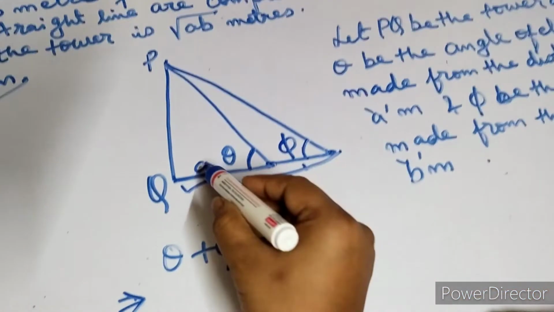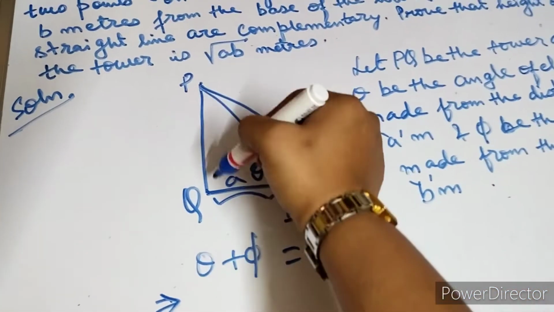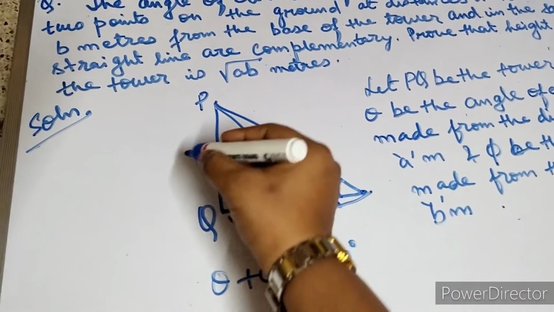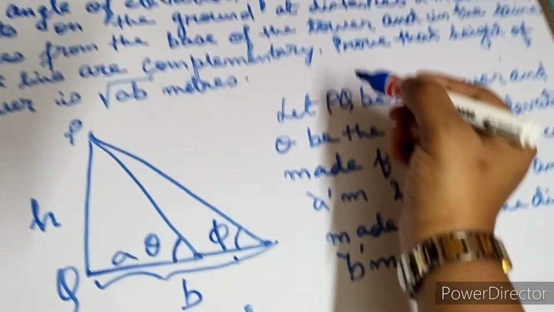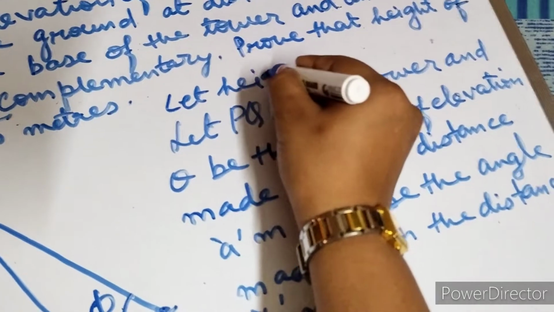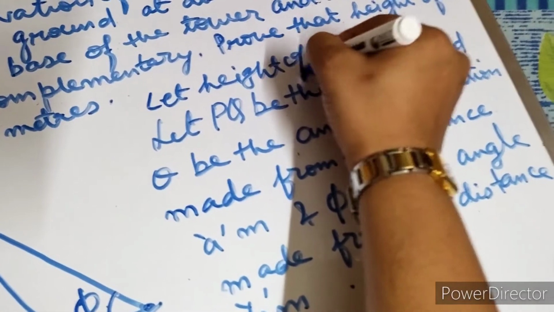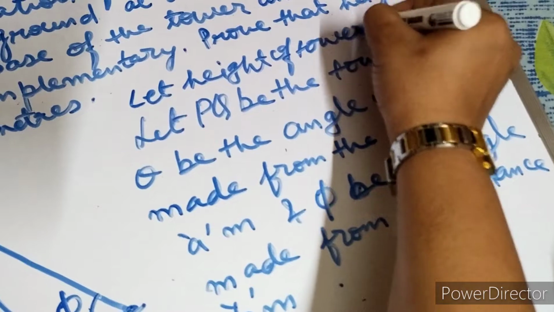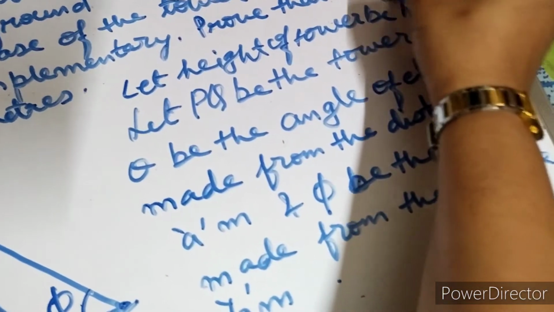So again, see here, we are required to find the height of the tower, so we can take it as h. First write it here. Let the height of the tower be h meter.